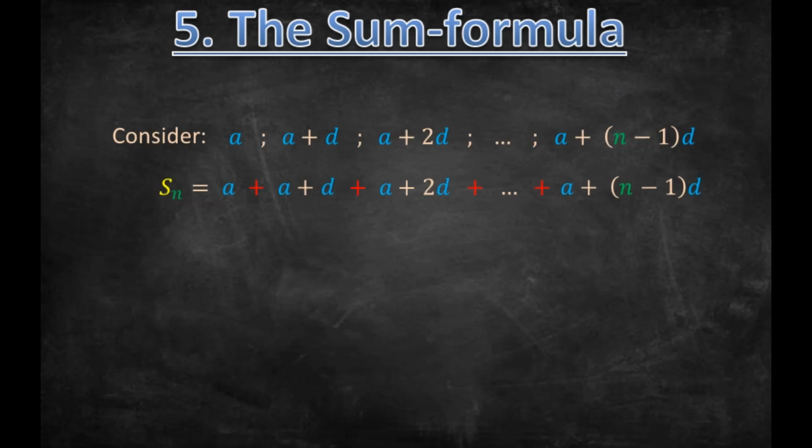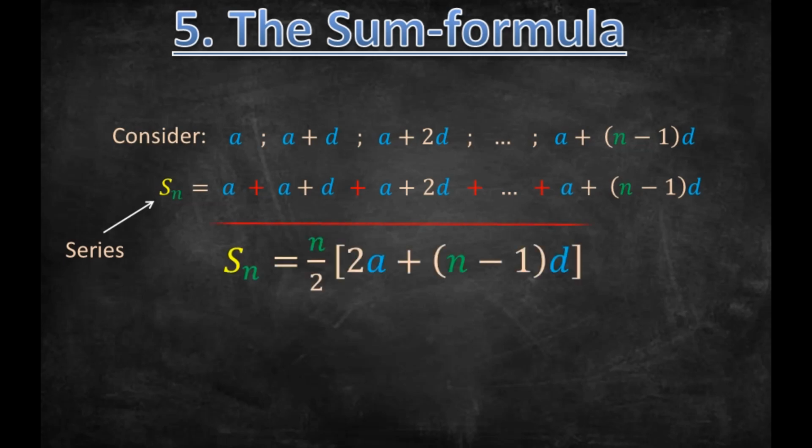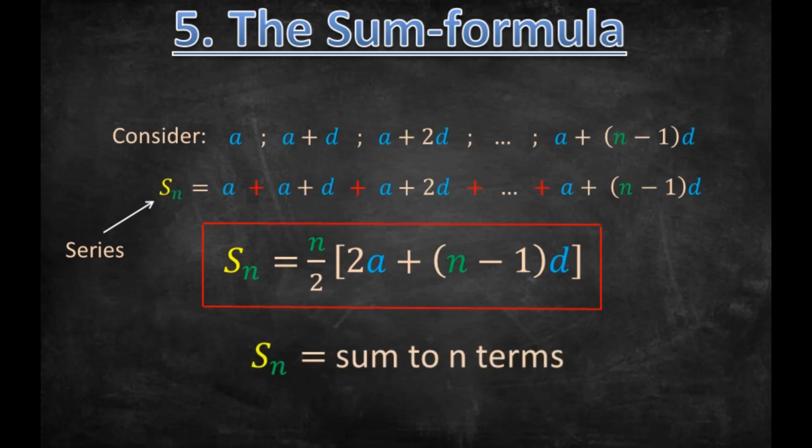When we add the terms of an AP or a sequence, we call it a series. And we can get the sum by using the formula S sub n equals n over 2 into 2a plus n minus 1 d, where S sub n is the sum to n terms.